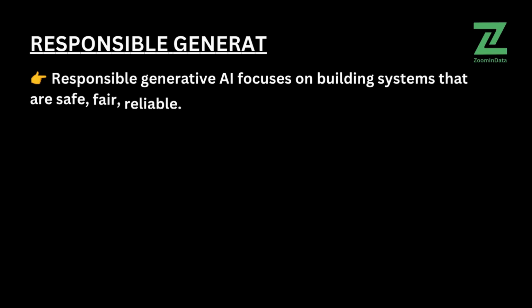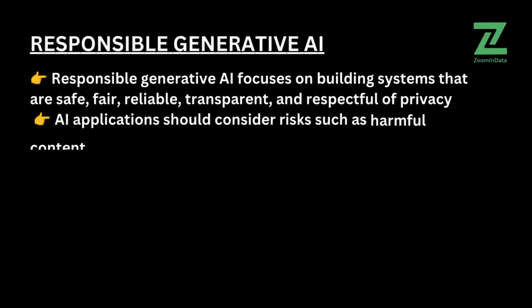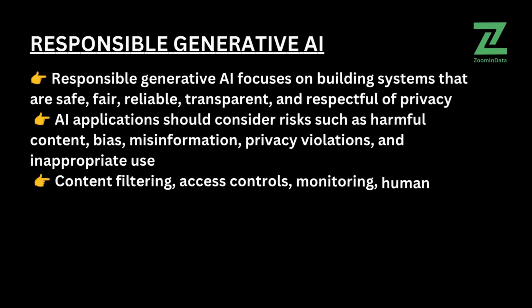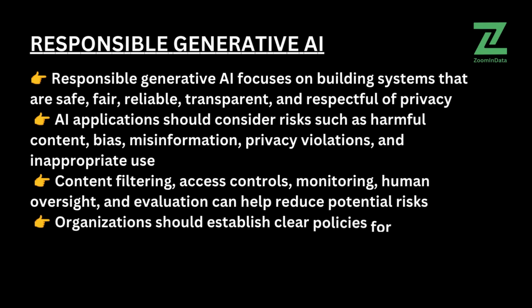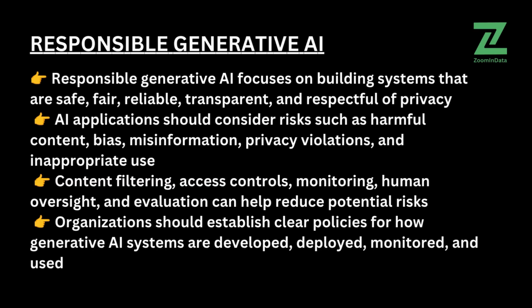Responsible generative AI focuses on building systems that are safe, fair, reliable, transparent, and respectful of privacy. AI applications should consider risks such as harmful content, bias, misinformation, privacy violations, and inappropriate use. Content filtering, access controls, monitoring, human oversight, and evaluation can help reduce potential risks. Organizations should establish clear policies for how generative AI systems are developed, deployed, monitored, and used.